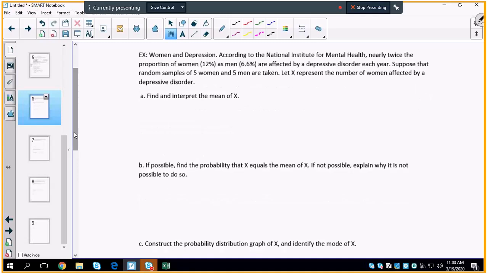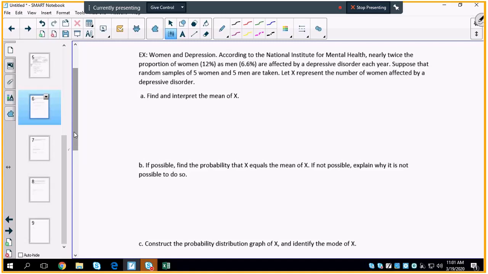This next question is talking about women and depression. According to the National Institute for Mental Health, nearly twice the proportion of women, which is 12%, as men, 6.6%, are affected by a depressive disorder each year. Suppose that random samples of 5 women and 5 men are taken. Let X represent the number of women affected by the depressive disorder. Find and interpret the mean of X.